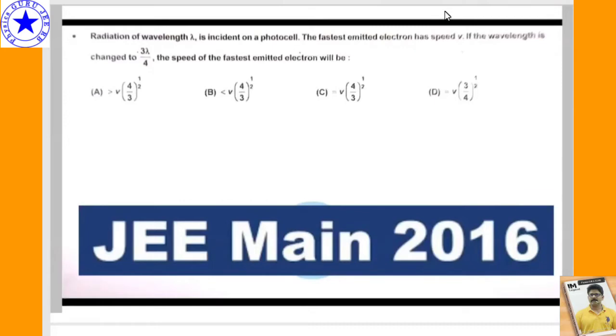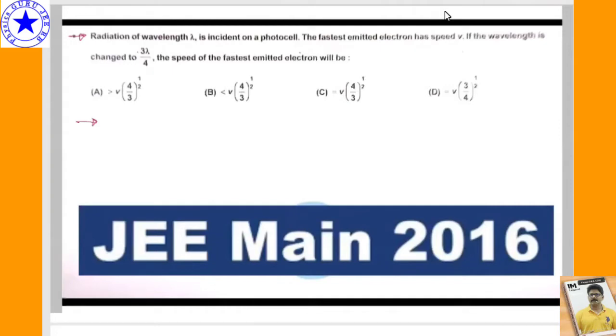According to this problem, the radiation of wavelength lambda is incident on a photocell. The fastest emitted electron has speed v. If the wavelength is changed to 3 lambda by 4, then the speed of the fastest emitted electron will be? Now let us start the solution for this question.